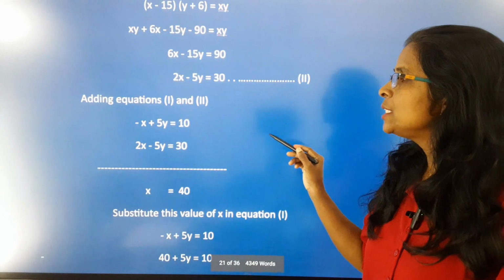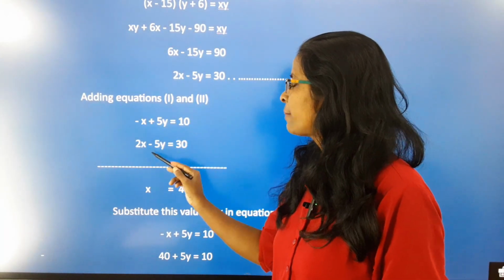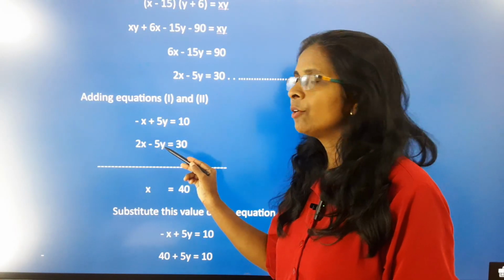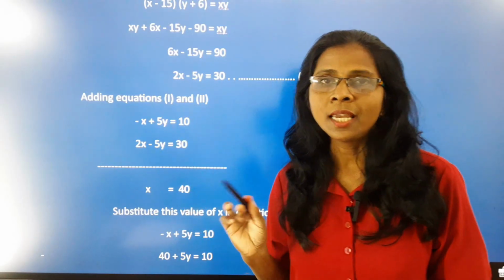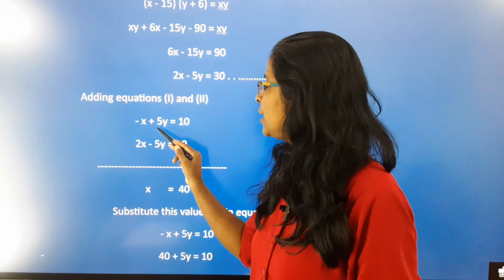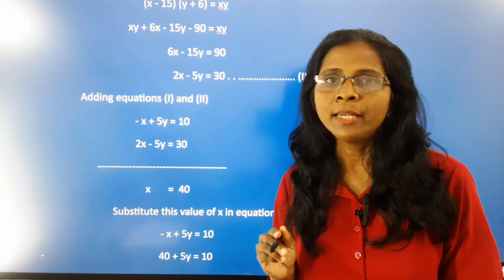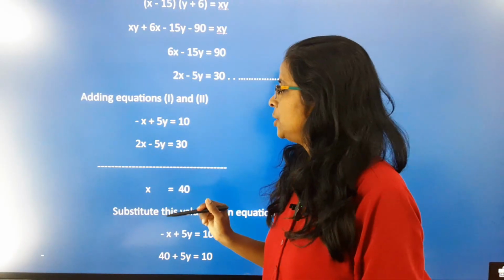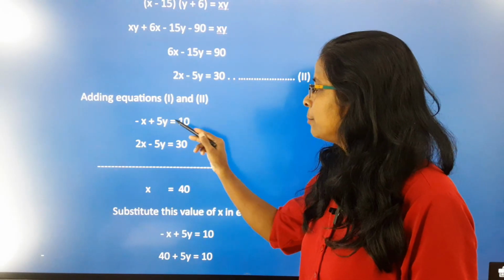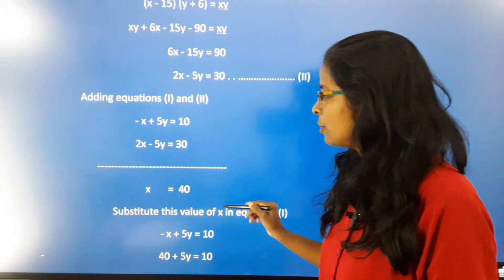Now adding these two equations, minus x plus 5y is equal to 10 and 2x minus 5y is equal to 30, because in the first equation and in the second equation there is the same coefficient 5. But in the first equation there is plus 5, in the second equation there is minus 5. That's why we add these equations. So minus x plus 2x, that means x, and plus 5y minus 5y, that is 0, and 10 plus 30, which is equal to 40.